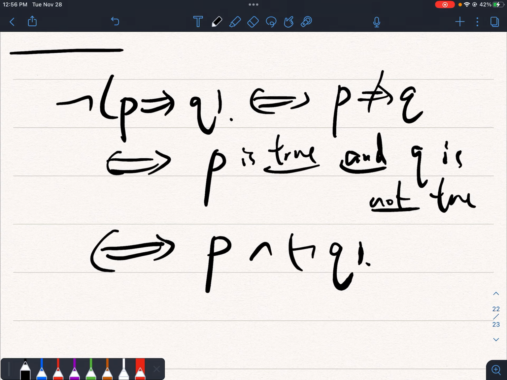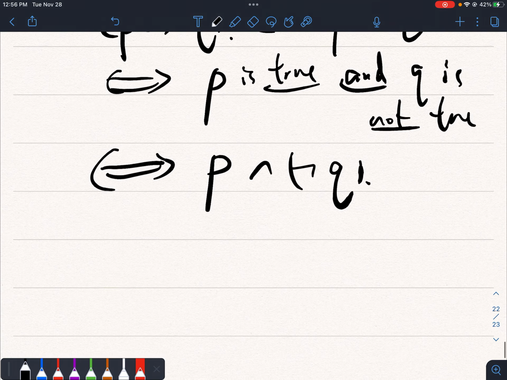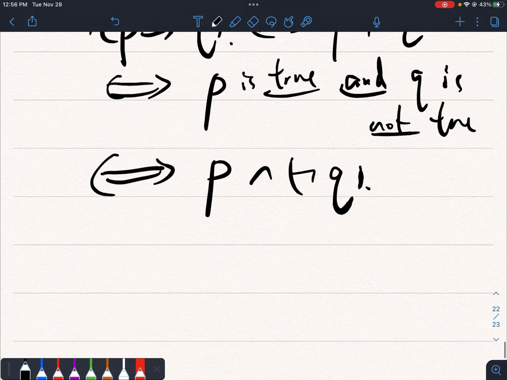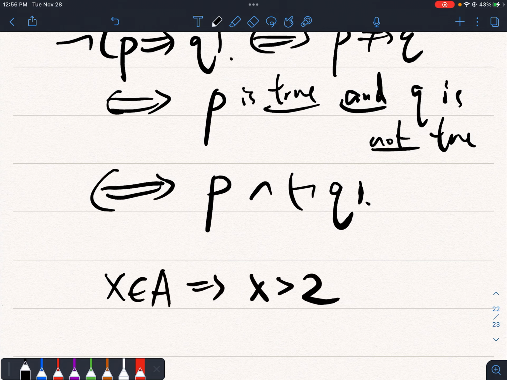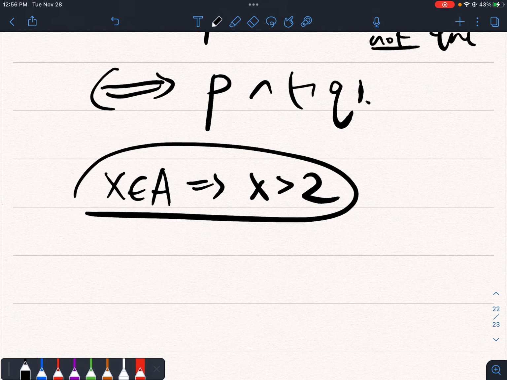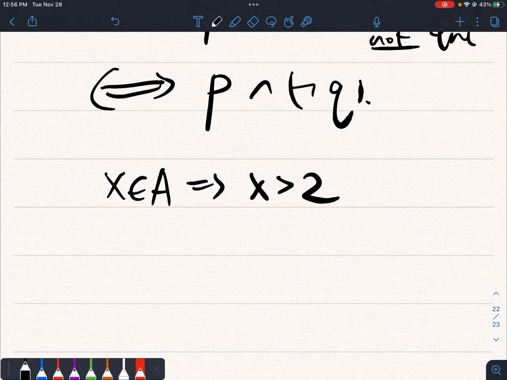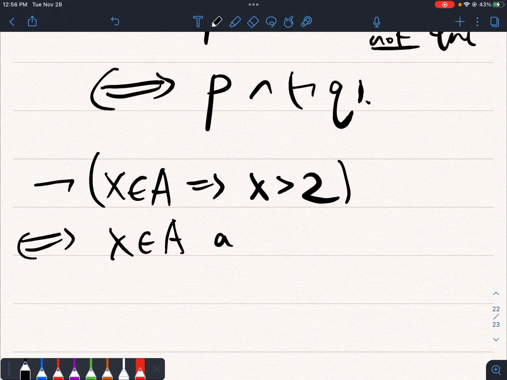So let me show you an example. Just some random thing. So if we want to negate x in A implies x is bigger than 2. By the way, this means all elements in A are bigger than 2. If you want to negate this, then this x is in A, but this x is less than or equal to 2. Does it make sense?